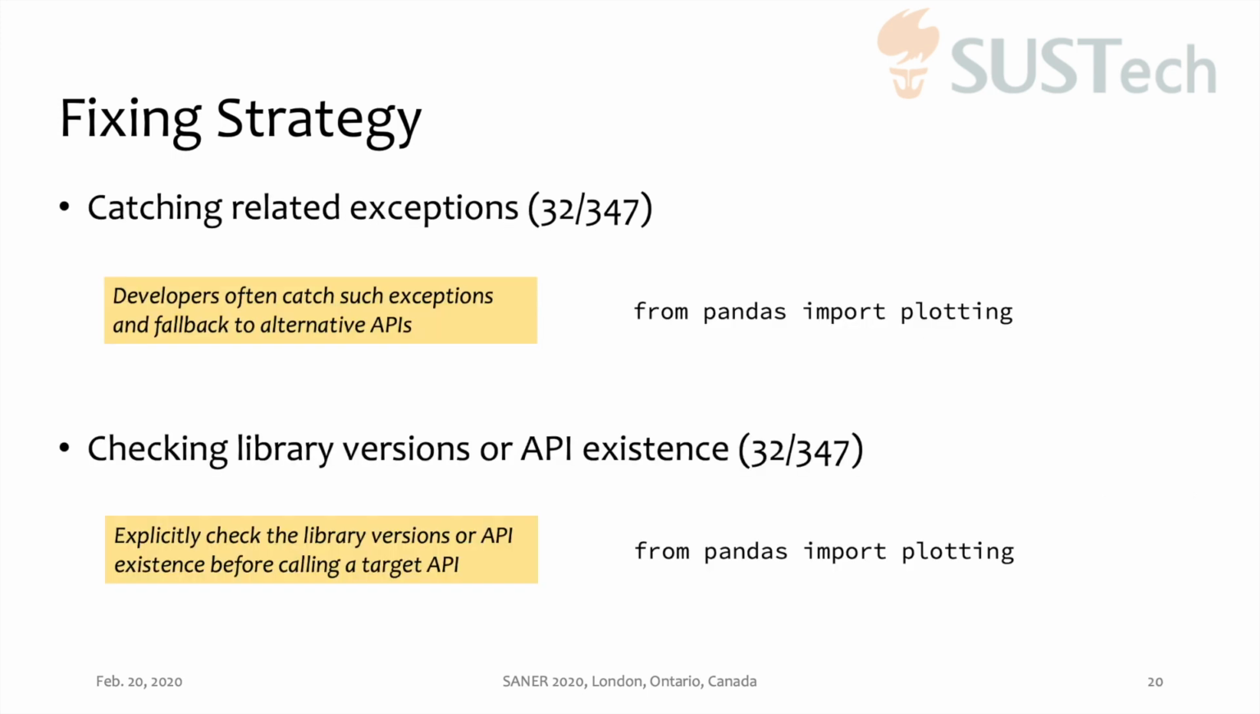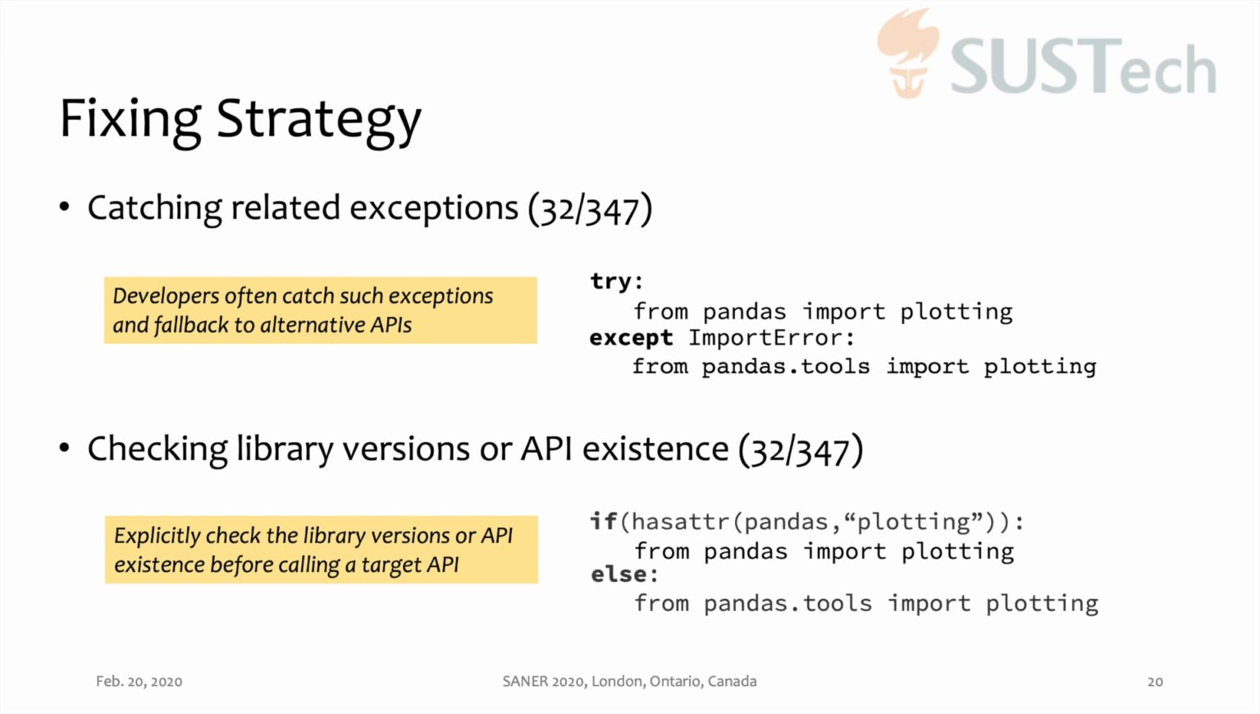Two other fix strategies can be applied to all kinds of API changes. For example, by catching the exceptions thrown by the API incompatibility, developers can use the alternative APIs in the catch block. Or by checking the API existence or API versions, developers can directly choose the correct APIs for use.